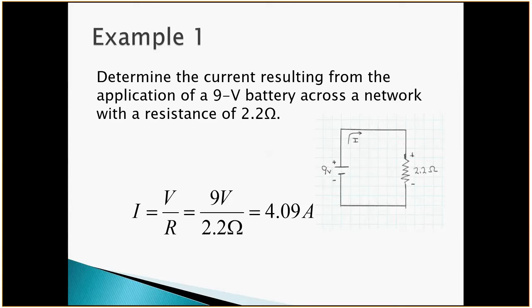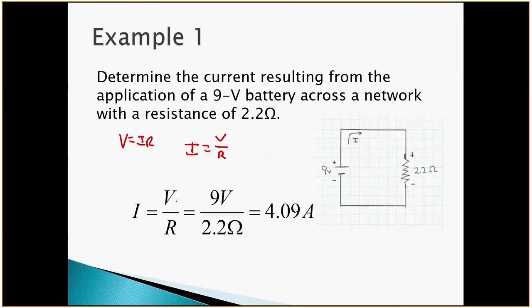Let's determine the current resulting from an application of a 9-volt battery across a network with a resistance of 2.2 ohms. Notice how I like to make the verbiage long because I want to confuse people when basically all I'm saying is, come on, give me Ohm's law. So again, I go back to my version of Ohm's law, V equals IR, and from that I derive current's what I want. So current's going to be equal to voltage divided by resistance.